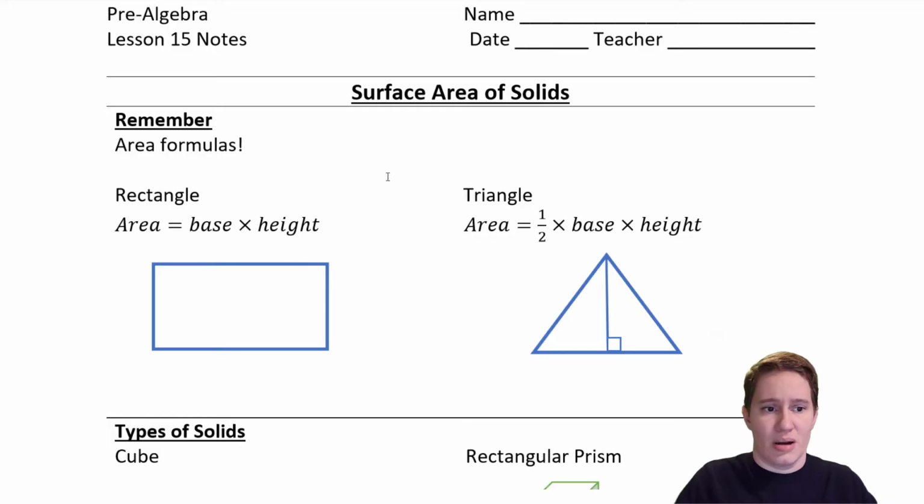All right, we're going to talk about surface area of solids in pre-algebra today. So remember a couple of things. We're going to use these. We know how to find the area of rectangles and triangles, hopefully at this point. If not, hey, this is how we do it.